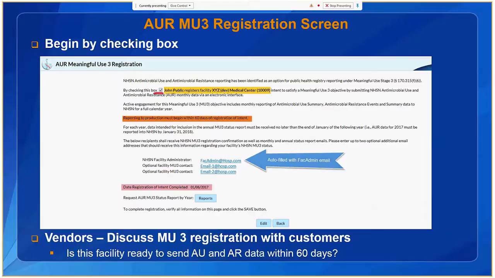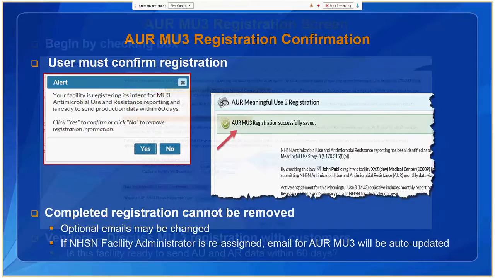So vendors will need to discuss MU3 registration with customers, because you do not want them signing up if they're not ready to send data, because they're supposed to send their data within 60 days. So I want to make sure that you are aware of that, and you can give guidance to your customers. Next slide.